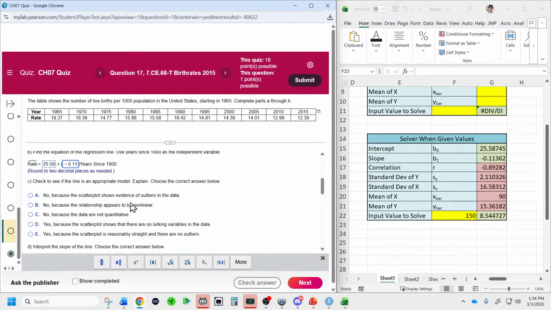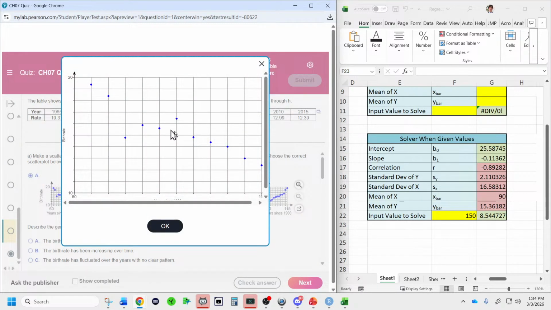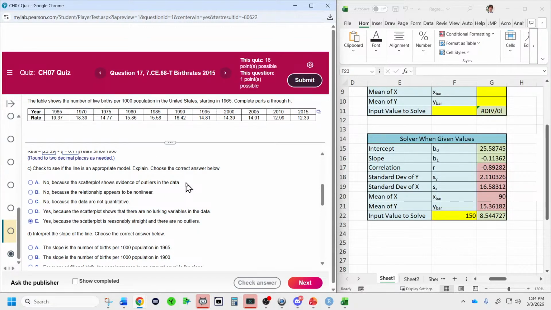Check to see if it's appropriate. I think it's appropriate, right? It shows mostly is reasonably straight and has no outliers. There's no extreme outliers. I know these are a little weird, but nothing's perfect. So it meets the QQ straight enough. No outliers, plot doesn't thicken.